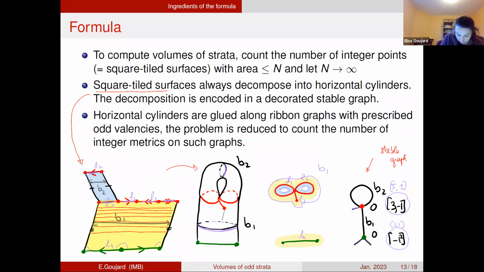this is B2 and B2. What you want to evaluate is the number of choices of lengths for the edges, the number of integer metrics. Okay, so I hope that now the first big term in the formula makes sense. And if not, please ask questions.